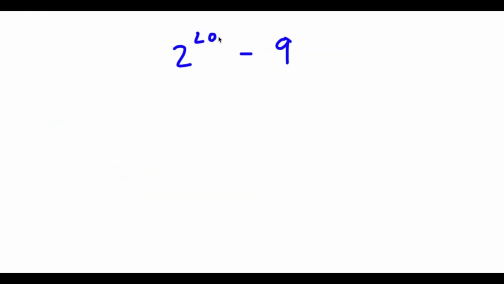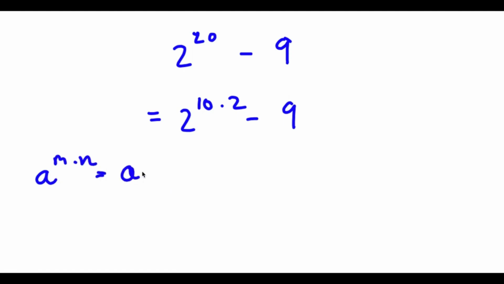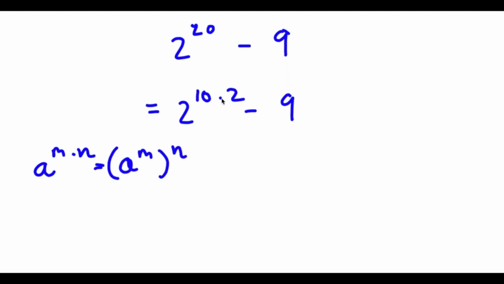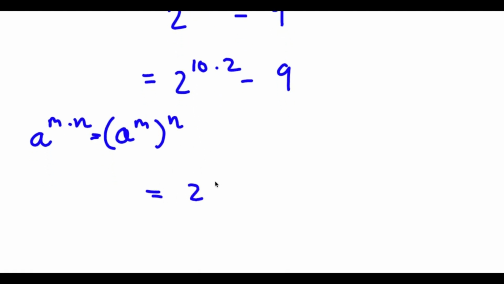All right, so I have 2 to the power of 20 minus 9. So 2 to the power of 20, this is the same thing as 2 to the power of 10 times 2, because 10 times 2 is 20. And now if I have something in the form a to the power of m times n, this can be written as a to the power of m to the power of n. So 2 to the power of 10 times 2, this can be written as 2 to the power of 10 to the power of 2.